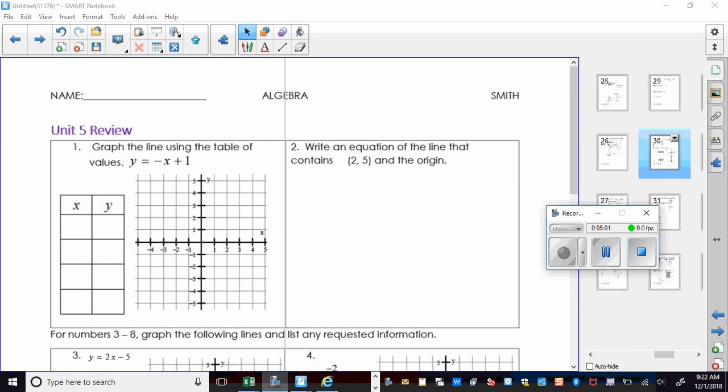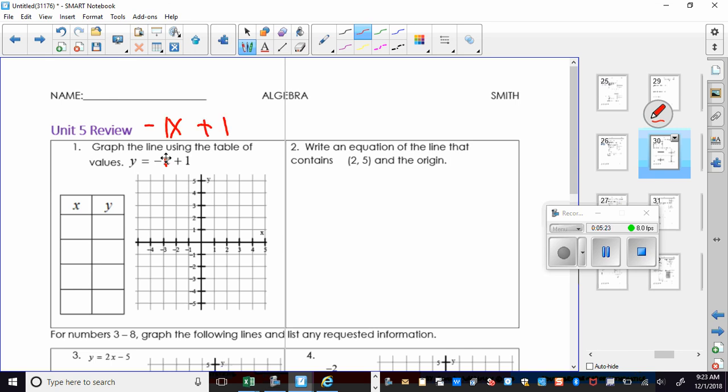Okay, so we're at the Unit 5 review. The first question says graph the line using the table of values. So what I'm going to do is identify the slope and the y-intercept of the line and graph it. Remember I always tell you if there's no number in front of x, we put a 1 there. So we have negative 1x plus 1. Our slope is negative 1. We divide by 1 to create that pattern, and the y-intercept is 1.